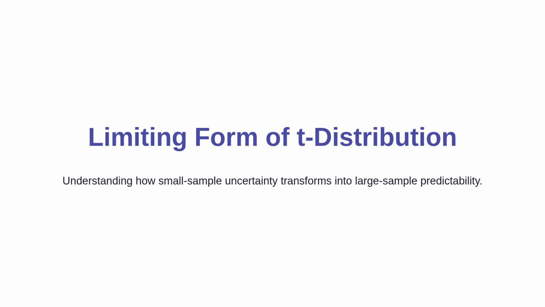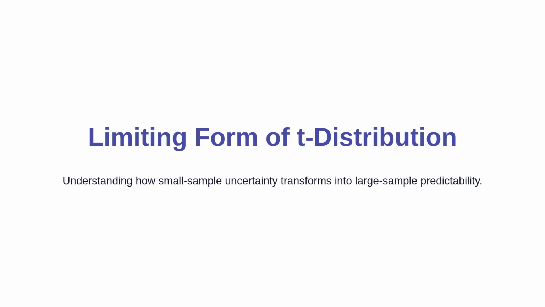Welcome to this lecture on the limiting form of the t-distribution. Imagine you are trying to find the average height of students in a massive university. If you only measure 3 students, your calculated average will be highly unreliable and the spread of your possible errors will be very wide. But as you measure thousands of students, your estimate becomes incredibly precise.